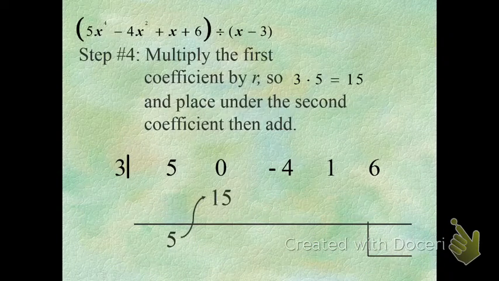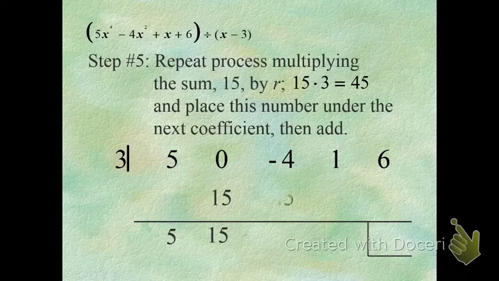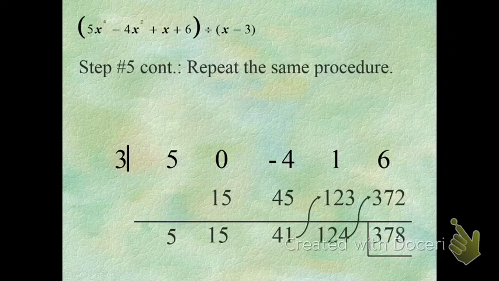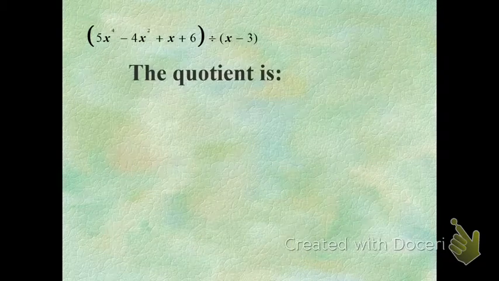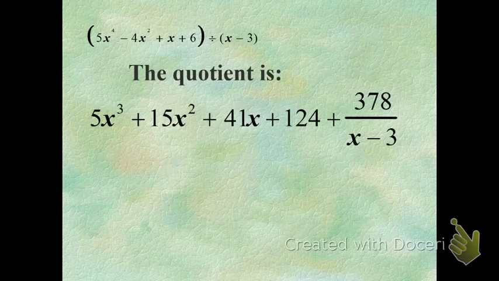Let me go through the process. And there they are. And there's your answer. So we end up with 5x cubed plus 15x squared plus 41x plus 124 plus our remainder. And that's it. Questions? Questions on that?